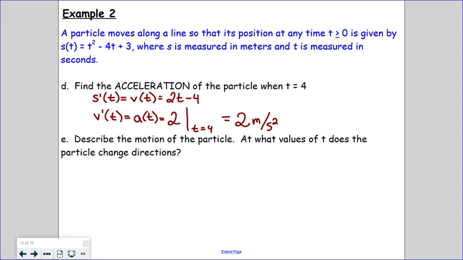At what values of t does the particle change directions? If we zoom in on our velocity function, if I find where our velocity is positive versus negative, that's going to tell me when our particle is moving right and left or forwards and backwards, right? So I would start by looking at the zeros of our velocity. Solving for when my velocity is 0.